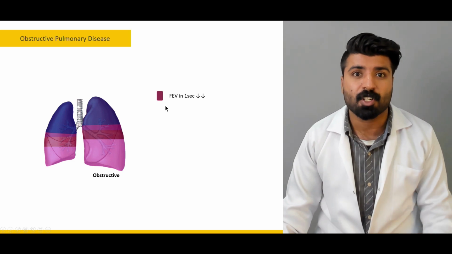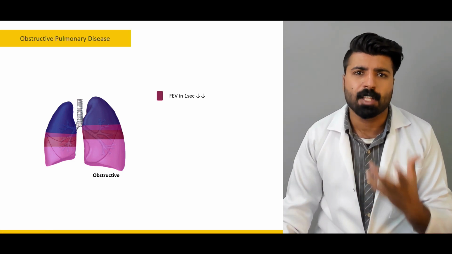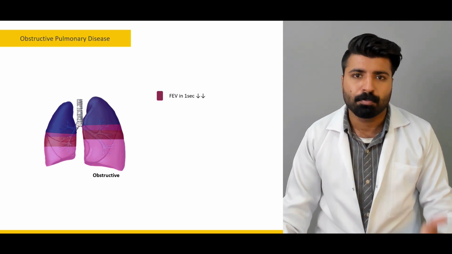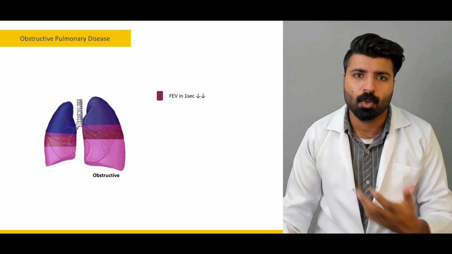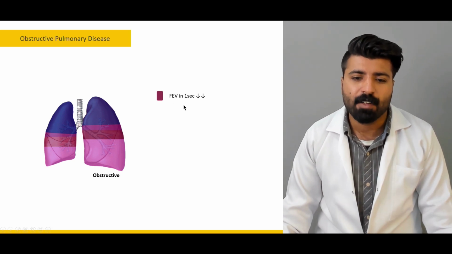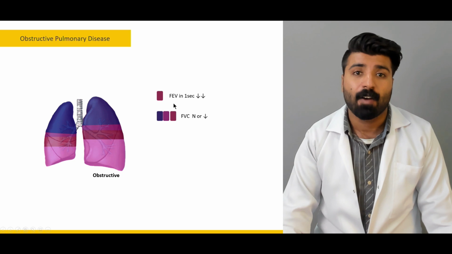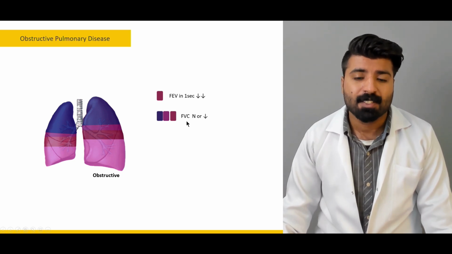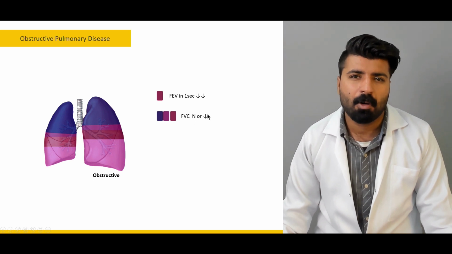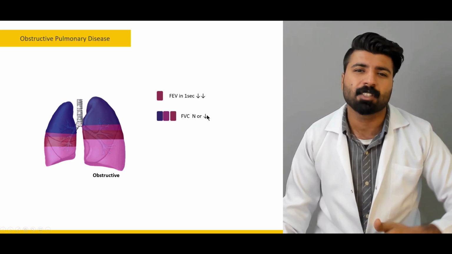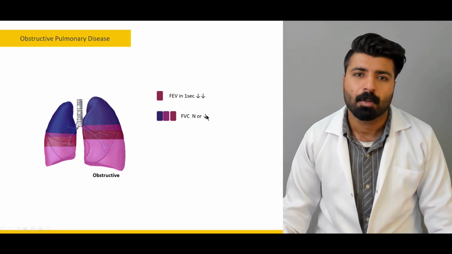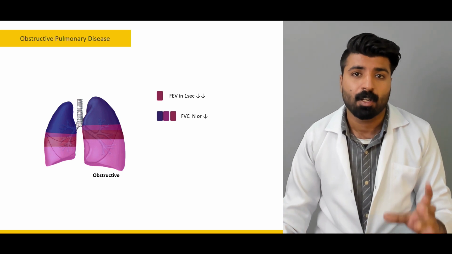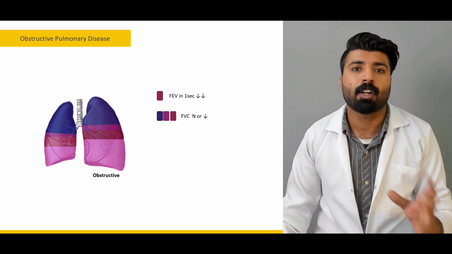Why? There's an obstruction. Maybe the obstruction is so serious that in the first second, you cannot even let go of air properly. So FEV1 is going to reduce markedly. While on the other hand, FVC, as I told you, is going to be normal or mildly reduced, because all of that air is going to come out eventually when you push it out. But in some cases, it's also reduced when the obstruction is so prominent and so massive that it won't let all the air go out.